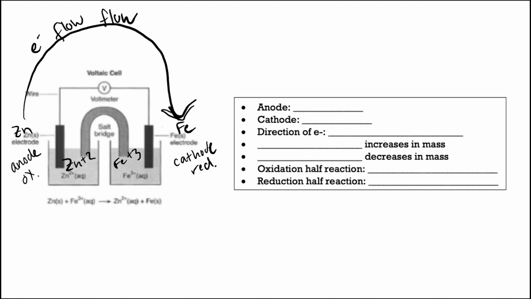Okay. So let's jump into this last batch of questions. The anode is zinc. The cathode is iron. Direction of electrons always goes anode to cathode, so zinc to Fe, anode, cathode. The iron cathode increases in mass, and the zinc anode decreases in mass.